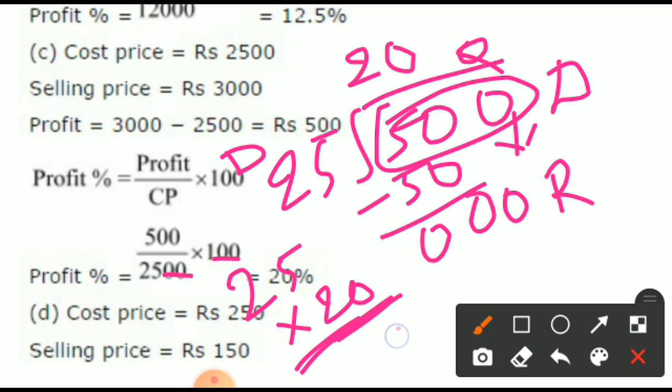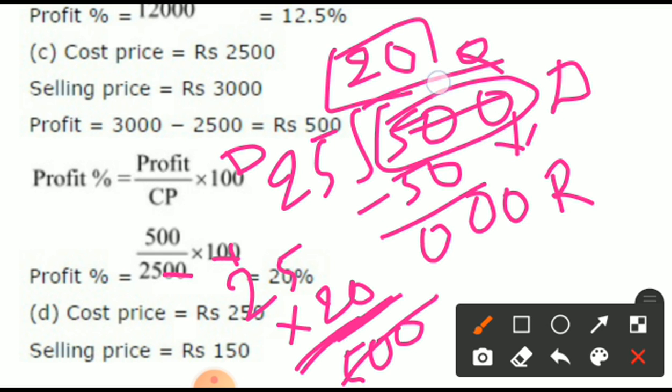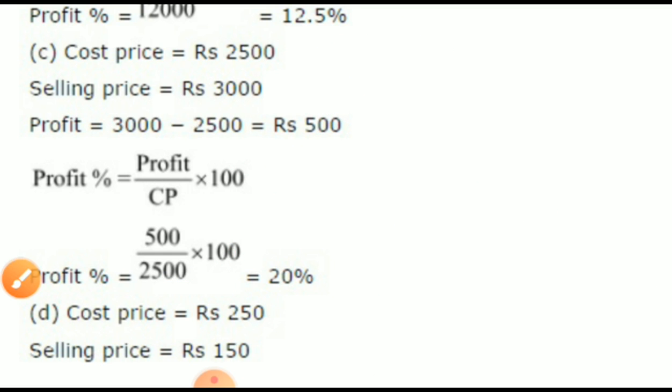Let's check. 0, 5 twos are 10, 1 is the carryover, 2 twos are 4 plus 1, 5. Yes, you are having the 500. And this 500 and this 500 are both the same. That means our answer is right. 20%. Don't forget to put the percentage sign.